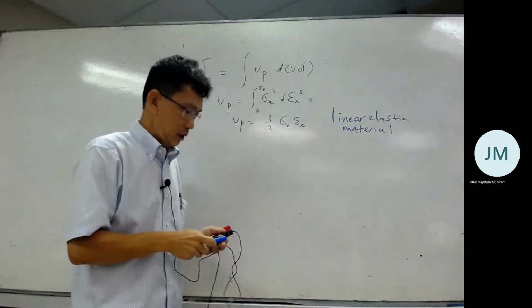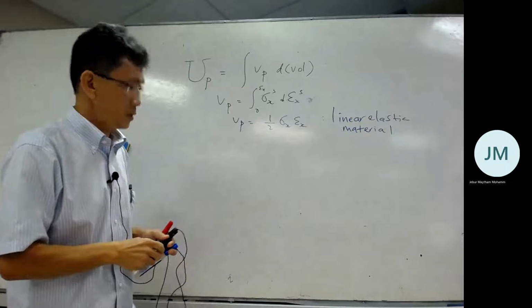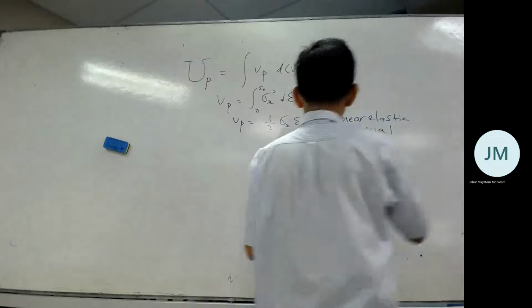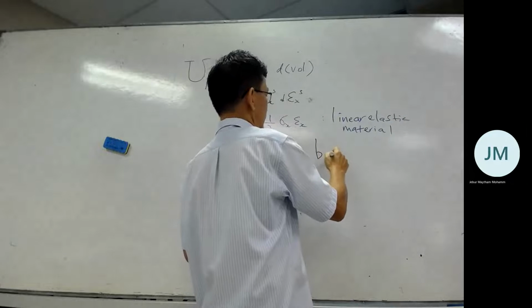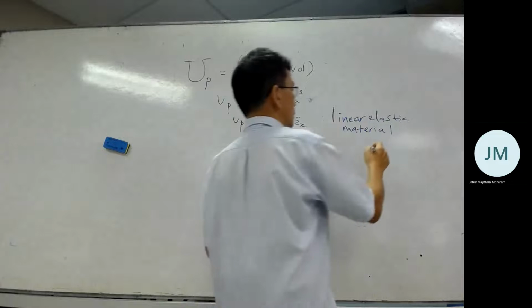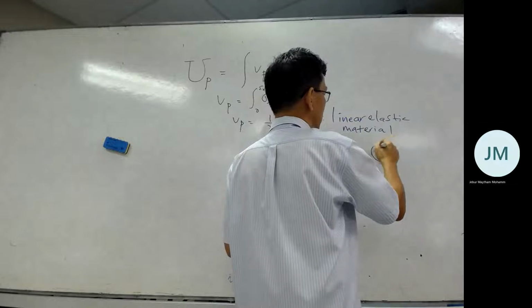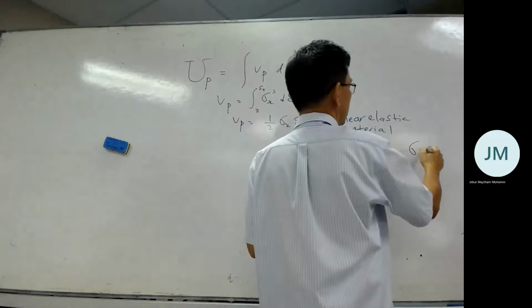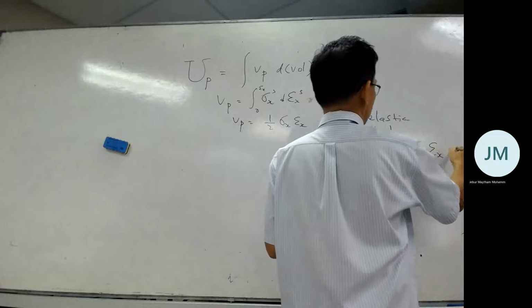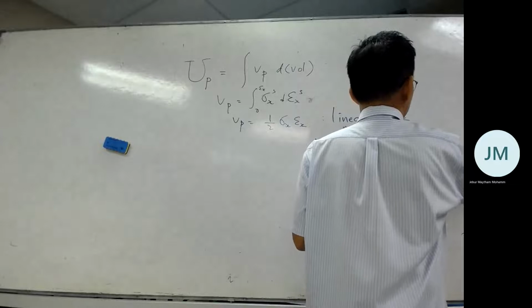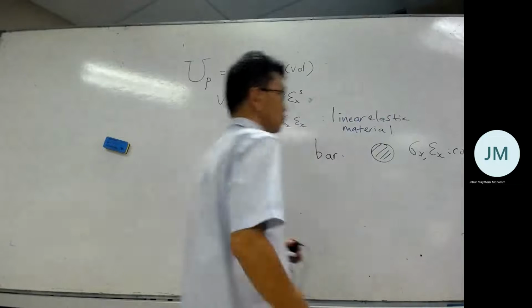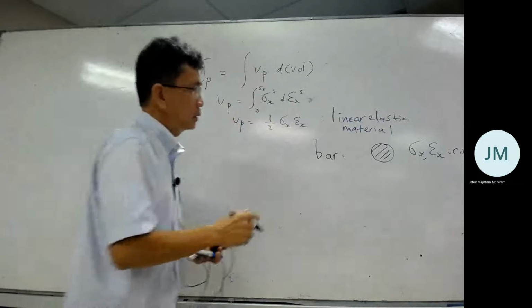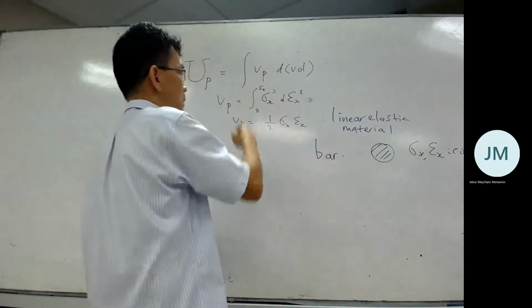Okay. This is one of the things which differentiates them, because for the bar problem, over the cross section of the bar, the stress is constant. The stress and strain are constant. That's why the strain energy is constant over the whole cross section. So that makes integration easier.